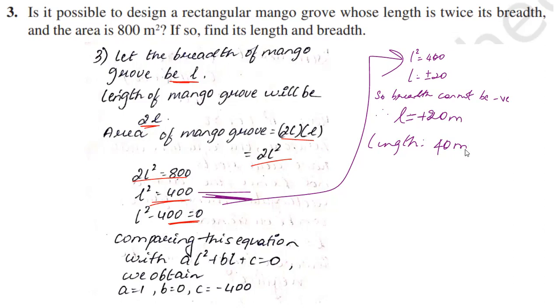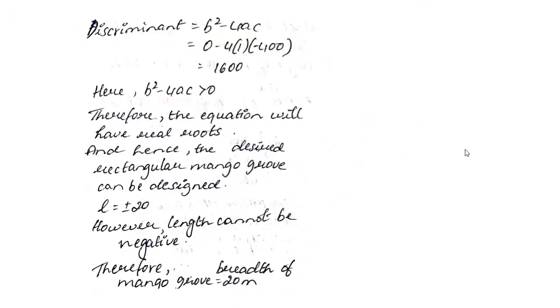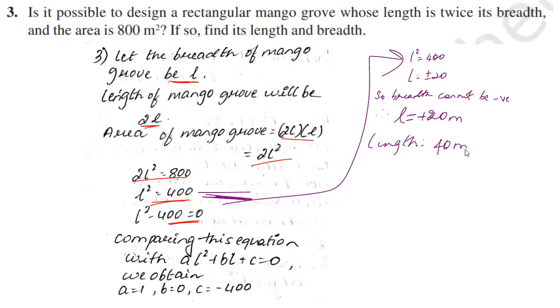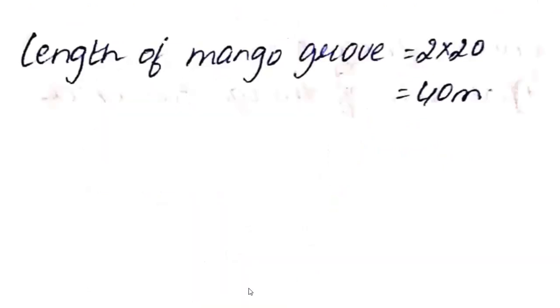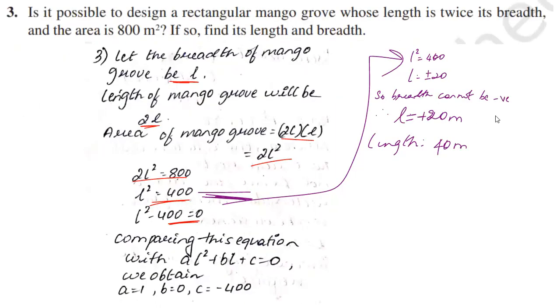Or else write it, compare it with the standard form and find the discriminant. Have they asked us to find the discriminant? No, they have not asked. So these steps are actually extra, not required. Directly we get this answer and then write the results as such. Hope you are able to understand what I have written on the side. If you are able to understand this part, it would be well and good.